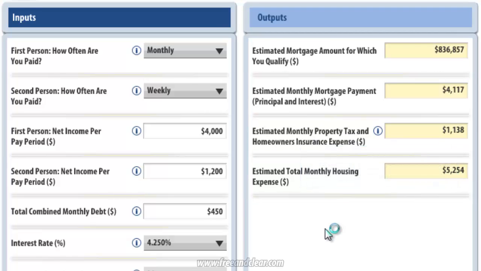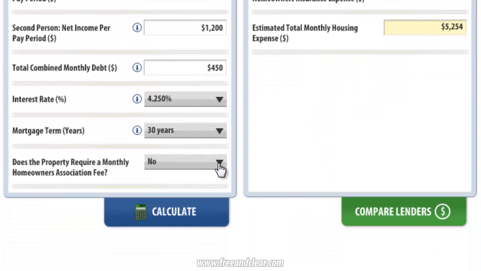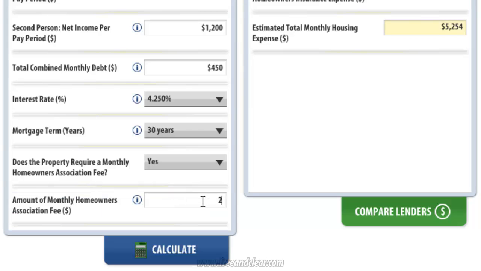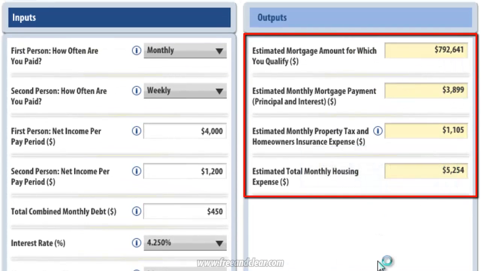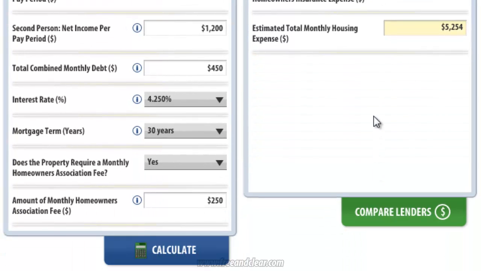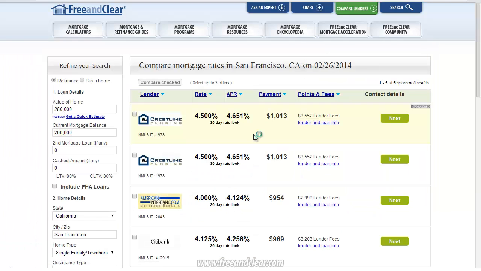One important thing to highlight about the calculators is that you can change an input without refreshing the page. Let's go into our inputs and say that we do have a homeowners association fee. I change the input. I'm going to enter $250 a month for the homeowners association fee. If I click the calculate button, it refreshes all of the outputs. You don't have to refresh the page. When you're finished evaluating the various scenarios you want to review, you can always click the Compare Lenders button to view lenders and interest rates in your area.